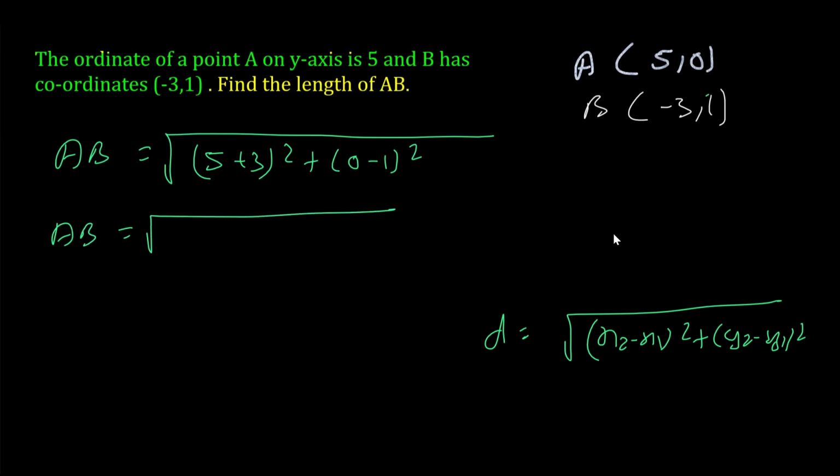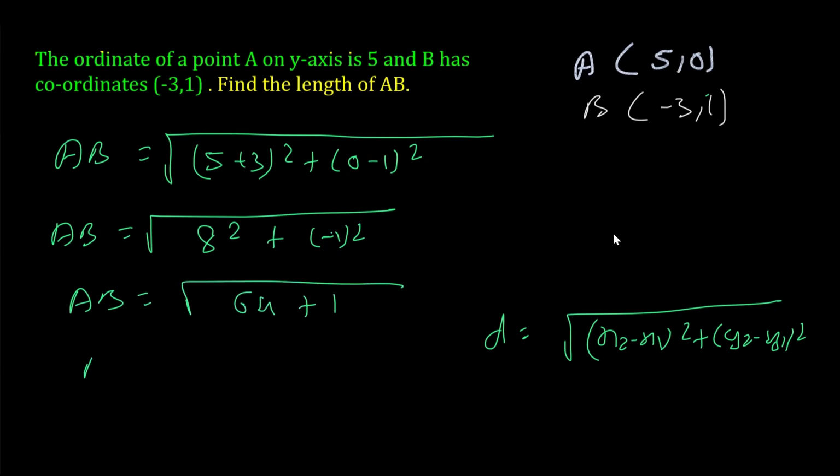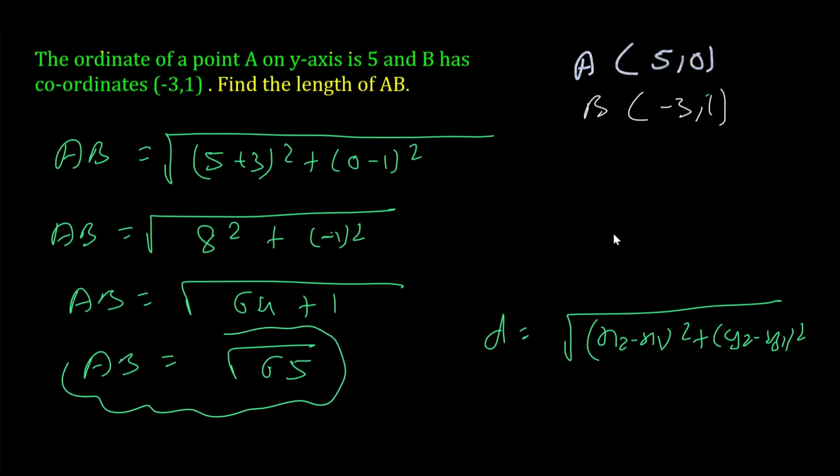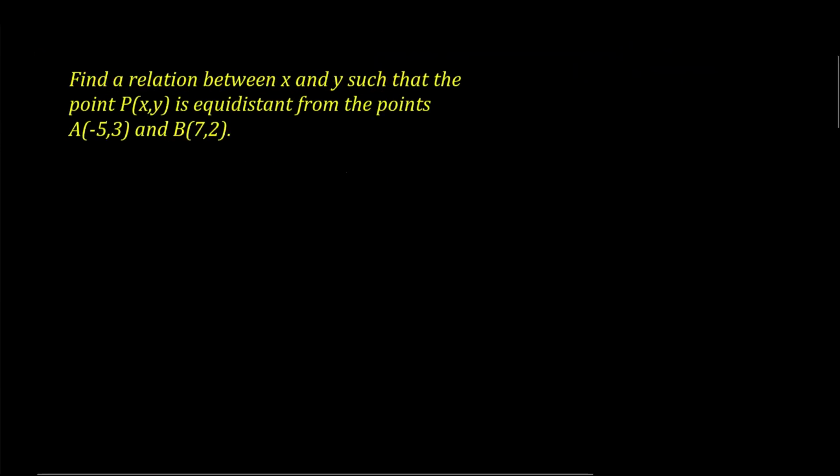So how much does this result to? 5 plus 3 is 8, so this is 8 square, and 0 minus 1 is minus 1 whole square. So AB results to 64 plus 1. We can say that the length of AB is under root 65. That's what we are required to find out in this question.